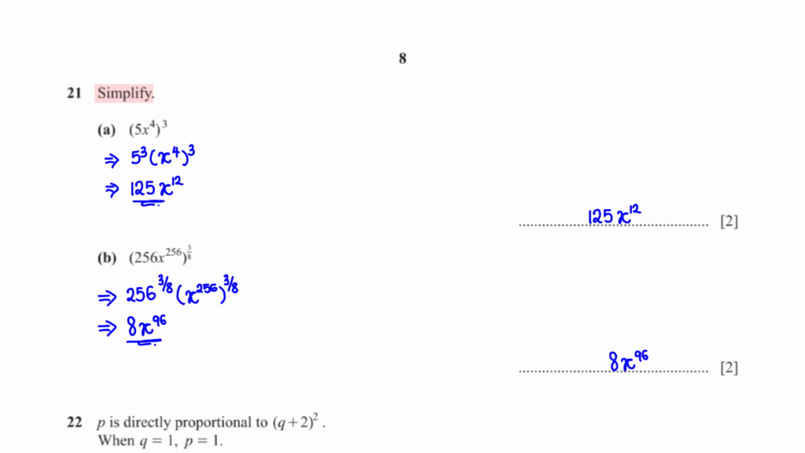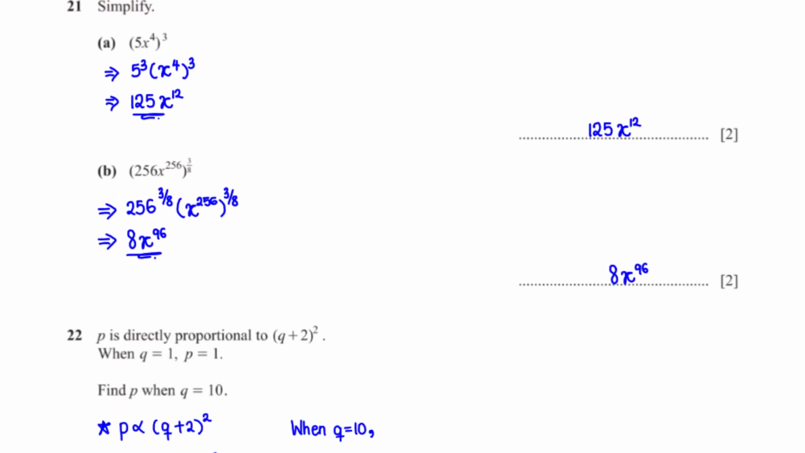Simplify. 256x raised to the power 256, all raised to the power 3 over 8. This can be rewritten as 256 raised to the power 3 over 8 times x raised to the power 256, all raised to the power 3 over 8. 256 raised to the power 3 over 8 is 8. The powers of x multiply, so 256 times 3 over 8 is 96. And so our final answer here is 8x raised to the power 96.